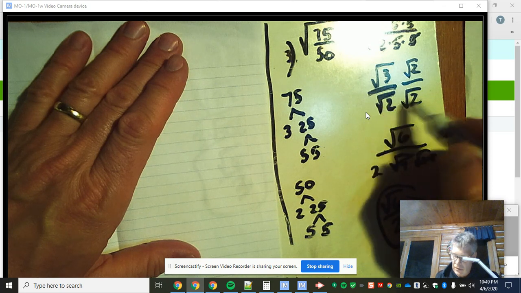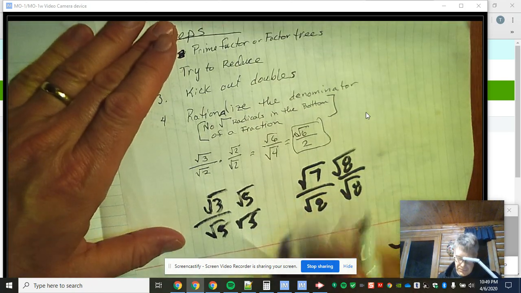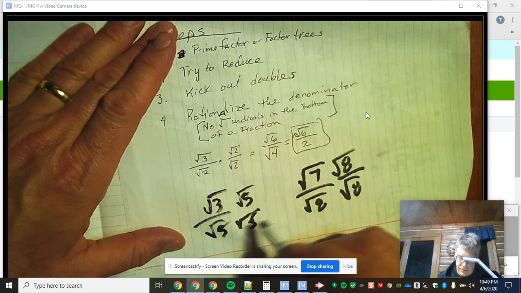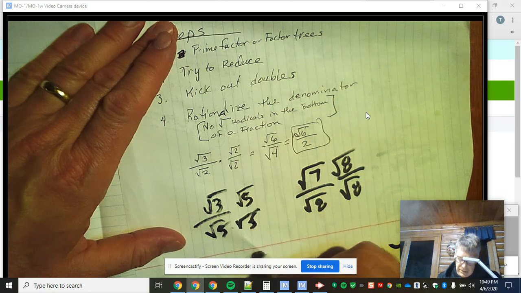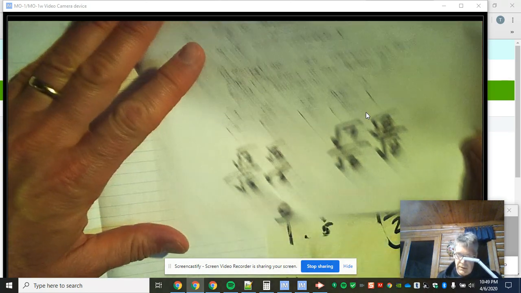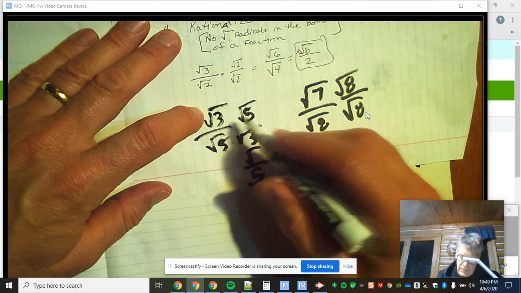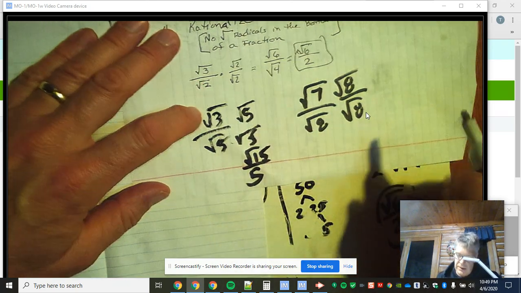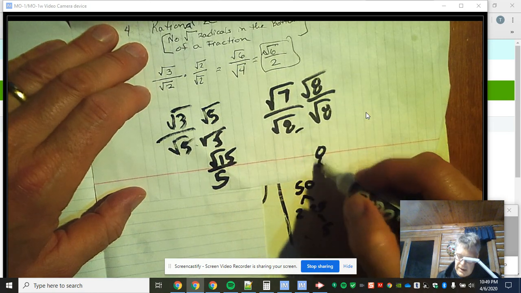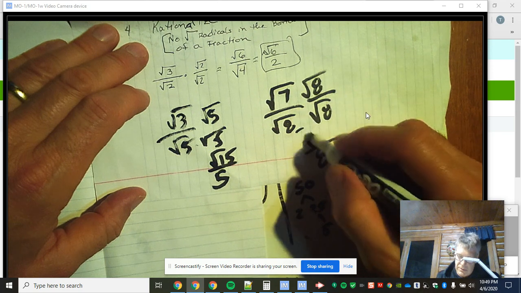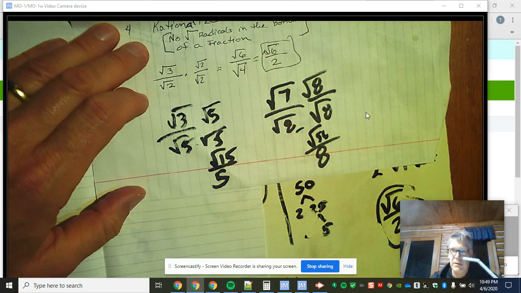If I have the square root of 3 over the square root of 5, multiplying top and bottom by the square root of 5, the square root of 5 times the square root of 5 is 5. And then the square root of 3 times the square root of 5 is the square root of 15. The square root of 8 times the square root of 8 is 8. And then the square root of 7 times the square root of 8 is the square root of 56. And you might be able to reduce that down.